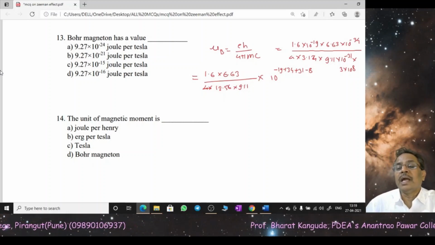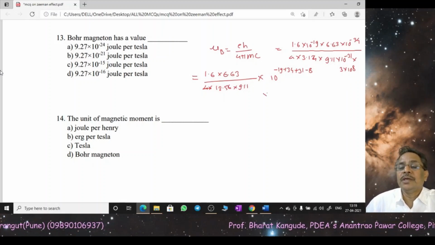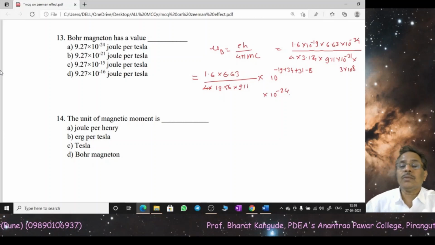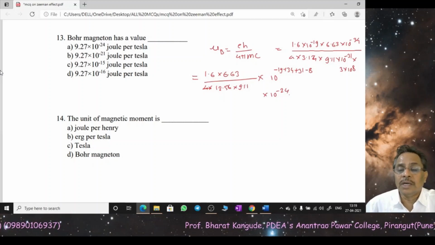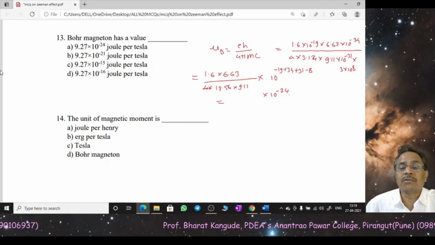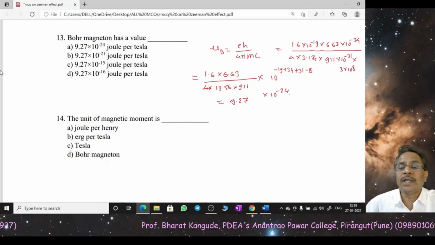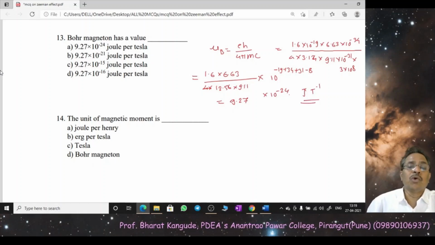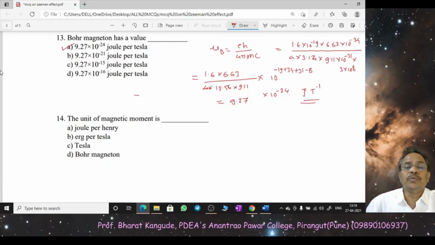Plus 3 and minus 8 will be minus 5, and therefore this becomes 10 raised to minus 24, and all this is 1.6 into 6.63 divided by 12.56 into 9.11. If this calculation is done on the calculator, you will get this answer to be 9.27. So 9.27 into 10 raised to minus 24 joules per Tesla. This is the unit of this Bohr magneton, and therefore the correct option of this question number 13 is A, and this value should be known to everyone.